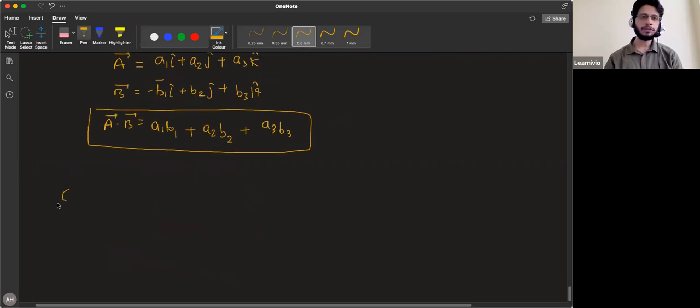Then along with this, for numericals, you should remember 3 more relations. First is, if you take a dot product of a vector with itself, then that dot product of a vector with itself is equal to the square of that vector.